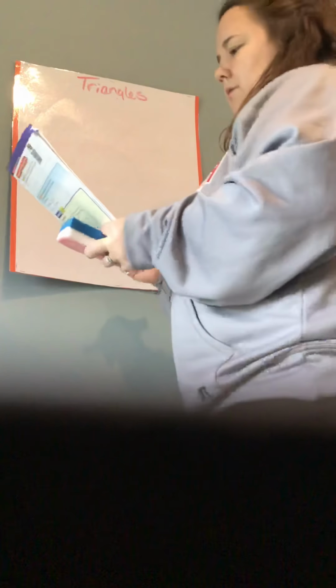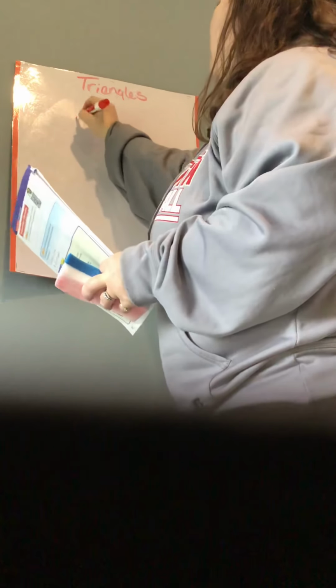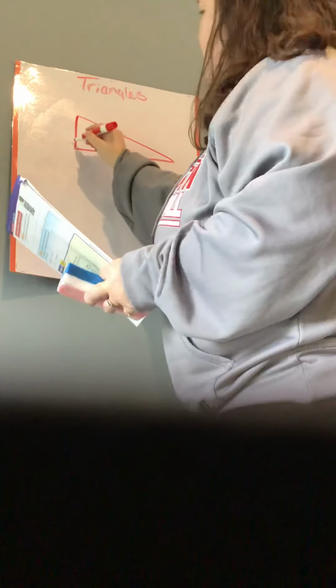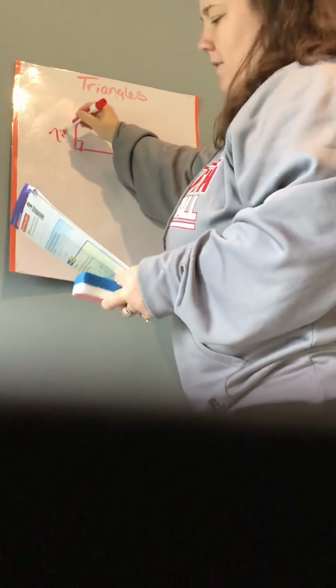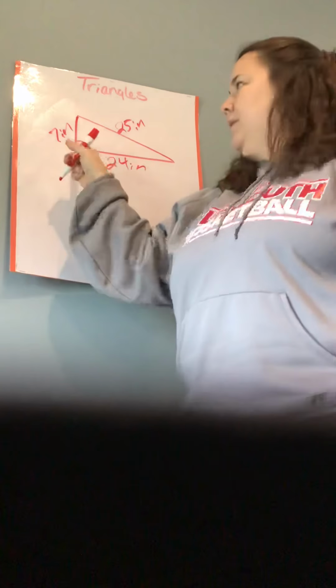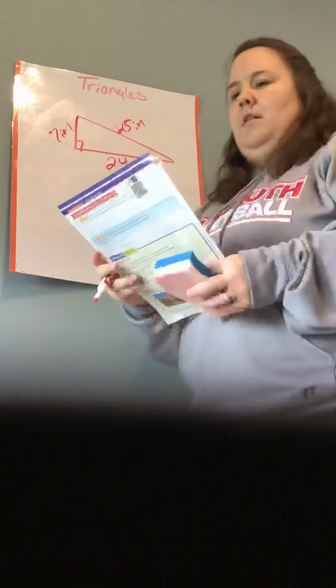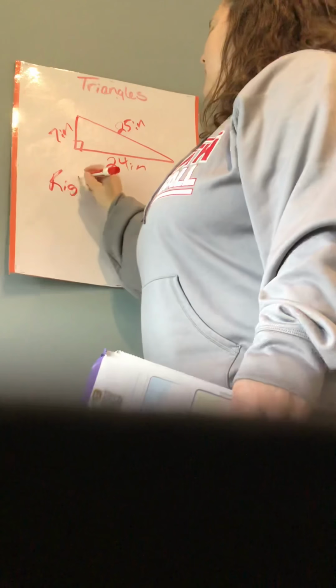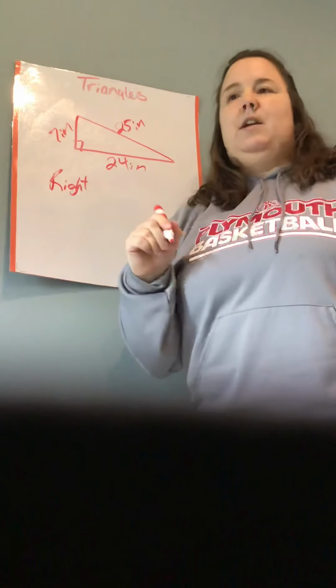Let's do this one: 7, 25, 24. Okay, this one is like, whoa, easy, right? That little square, what does that little square mean? You forgot? Good grief, how can you forget already? Well, let's put a piece of paper in the corner. Oh, the piece of paper in the corner fits. So that means he is straight up, straight over, exactly 90 degrees, so that is a right triangle.